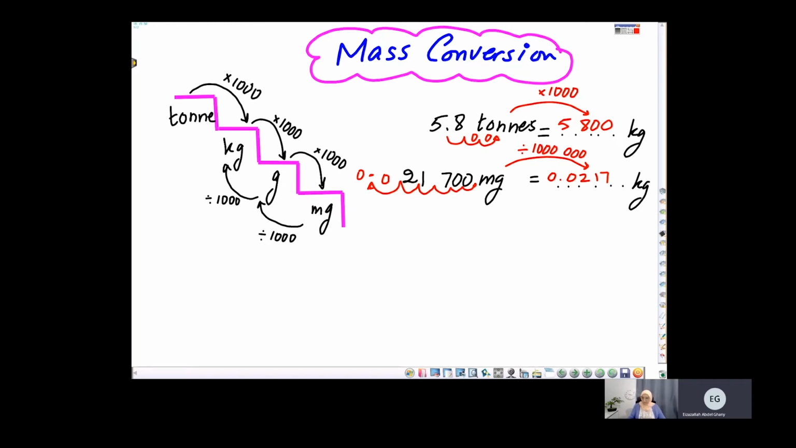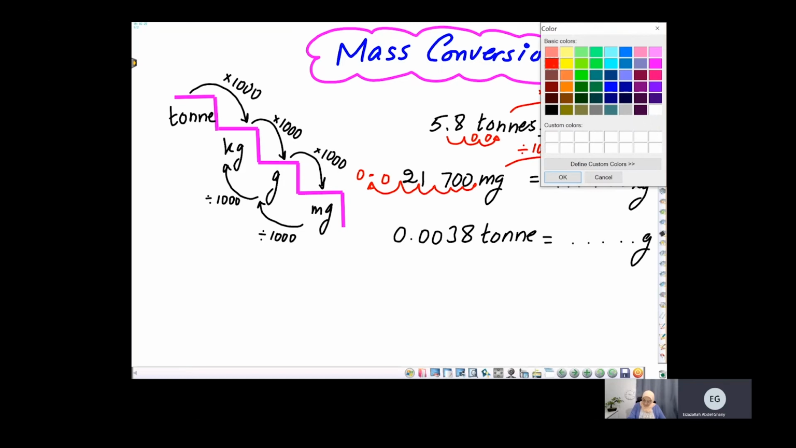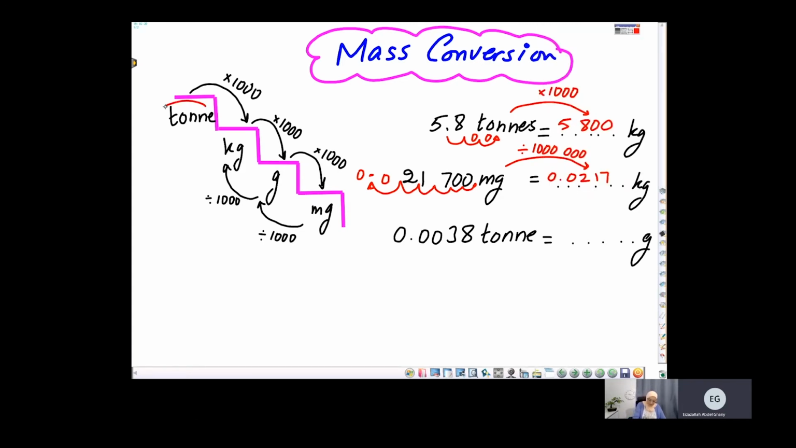Now we take another example for mass conversion. Okay, let's convert from ton to gram. 0.0038 ton. Where is the ton? Here is the ton. Where is the gram? Here is the gram. You will skip a step. So you will multiply by 1,000.